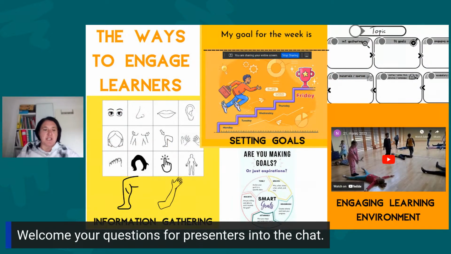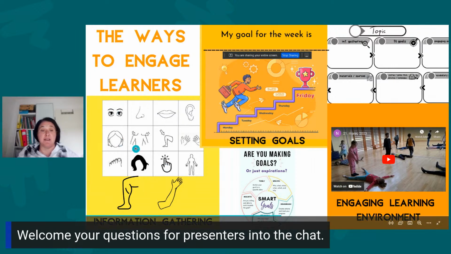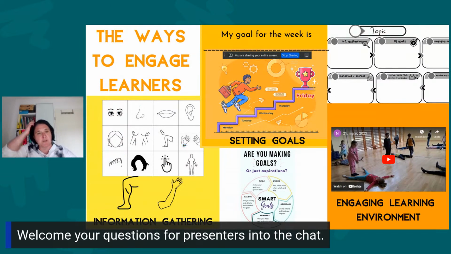So, the ways to engage the learners. When we talk about gathering information with younger students, you can just put in pictures connected to the topic. Here the topic is body parts. At the beginning, this is a kind of pre-assessment. They can just color the words that they already know. And at the end, they can also color the words they have learned.